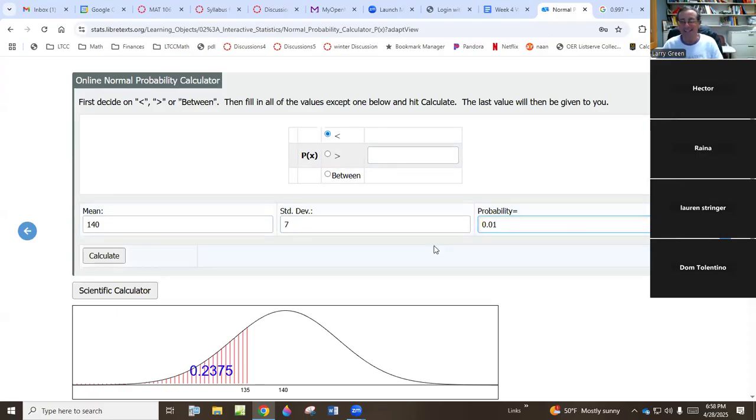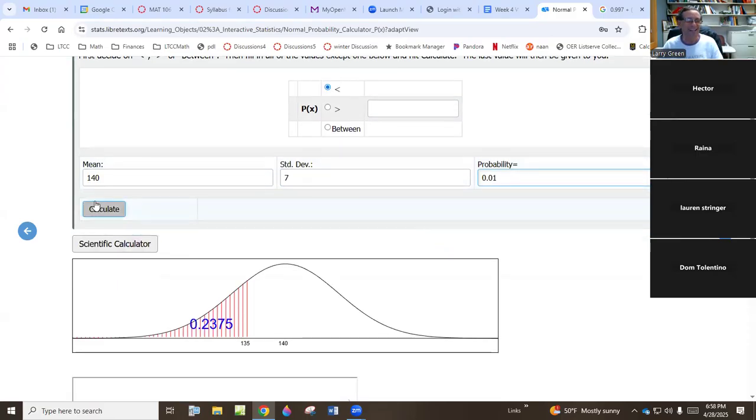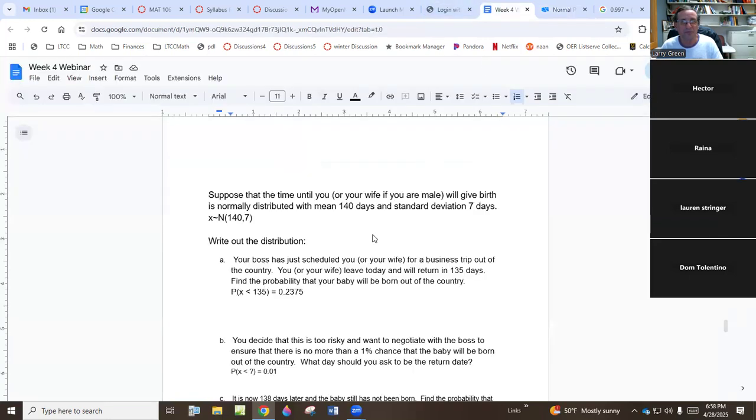You know, you want to tell me? Okay, and I hit calculate. And we have 123.7155. So if we want to make sure that it's definitely not more than 1%, then you're negotiating with your boss and say, let's round down on this one. And how about 123 days? So return in 123 days.